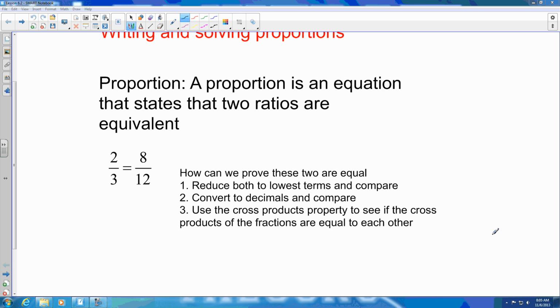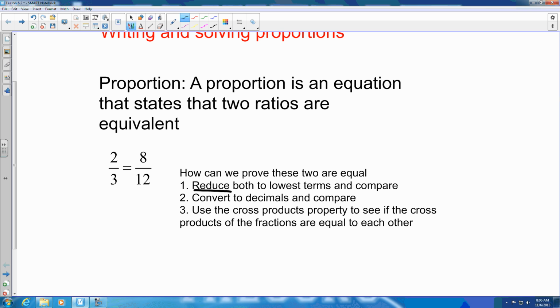And the ways that we can prove that these two ratios are equal is either by reducing both of them to lowest terms and then comparing them, converting them to decimals and then comparing them, or the last one, use the cross products property to see if the cross products of the fractions are in fact equal to each other. So let's take a look at all three. The first one is we're going to reduce both ratios to lowest terms and compare.